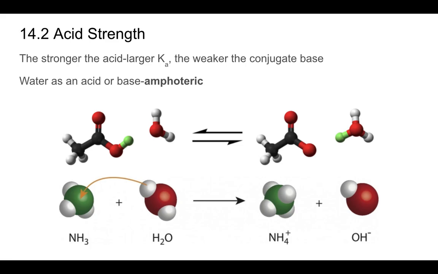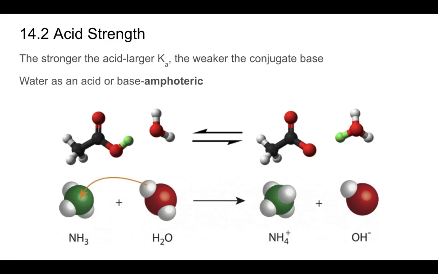And so if we look at NH3 and NH4 plus as being a conjugate base and acid pair, the weaker the ammonia, the stronger the NH4 plus, or the weaker NH4 plus is, the stronger NH3 is. Now it's interesting here that in the first reaction we see water acting as a base accepting a proton from acetic acid. But in the second reaction we see water acting as an acid and donating a proton to NH3.